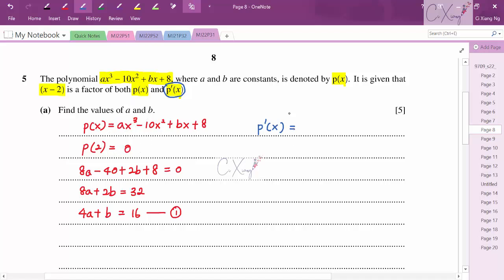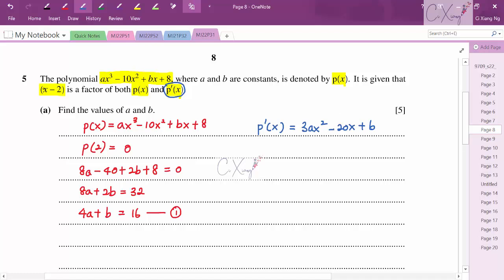So when we differentiate this one, I'm having 3a x squared. Differentiate the second term, I'm having negative 20x. And differentiate the third term, I'm having plus b. The fourth term is a constant, so after I differentiate, it becomes 0. All right, so this is my p prime x.